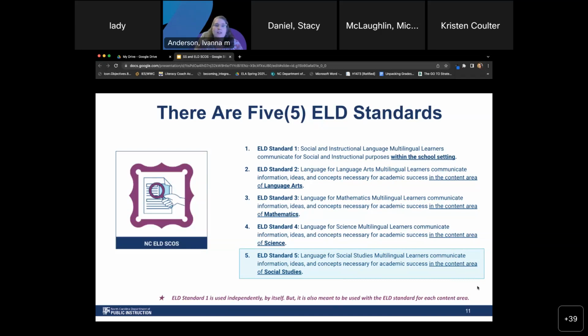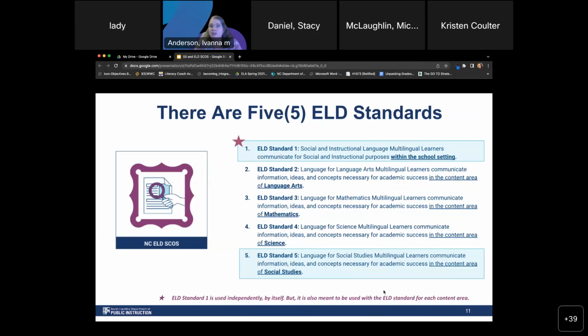We also want to take a quick look at ELD standard number 1, which I believe we'll highlight with the next click. Yes, ELD standard number 1, and you see the note at the bottom that goes with the star, that ELD standard number 1 can stand on its own. It's our social and instructional language, and that's often where we used to stay with our multilingual learners, just how to communicate, how to go to the bathroom, how to navigate your day. But that social and instructional language goes throughout everything we do, giving instructions in the classroom on how to do the work that you're being asked of. There's so many different ways that social and instructional language blends in through all of the other standards.